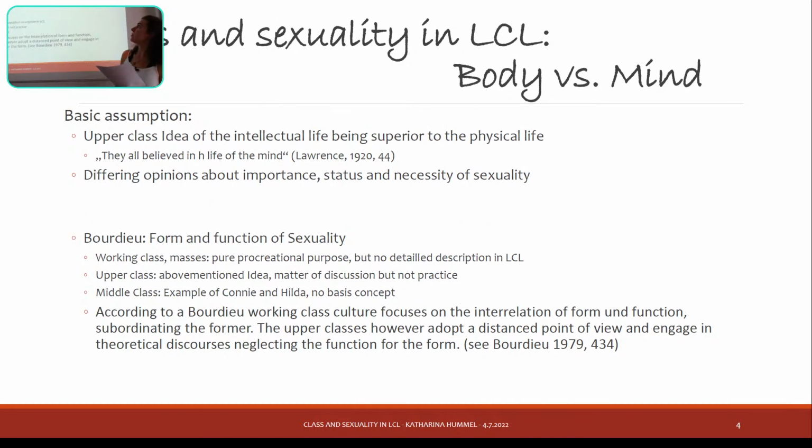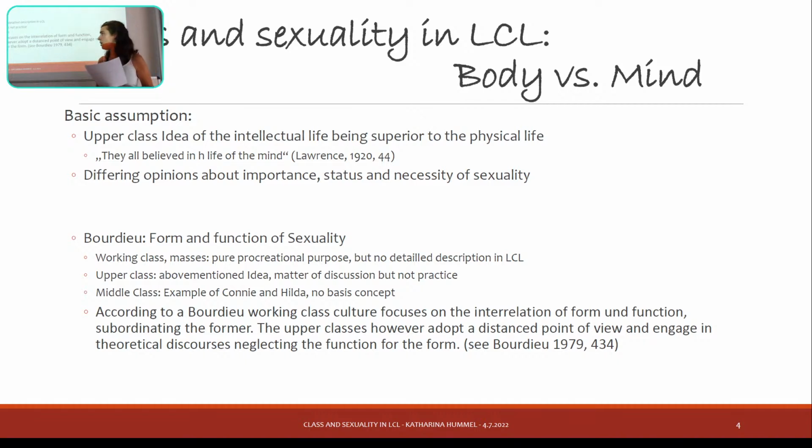We have the basic distinction, body versus mind, and here I can say that the upper class idea is that intellectual life is superior to physical life. And there is a quote which reads, "They all believed in the life of the mind." So the upper class really thinks and they elaborate on things, but they don't really have a connection to their body. And there are differing opinions in there about importance, status, and necessity of sexuality, but the upper class opinion is body unimportant, mind really important.